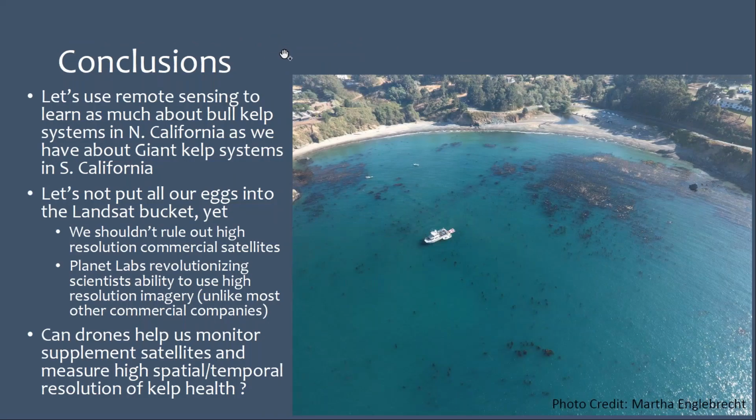So in conclusion, I'm really hopeful that we can learn as much about bull kelp systems as we have about giant kelp systems in Southern California, using a lot of the techniques that Tom is currently working with. And I think that we should not put all of our eggs in the Landsat bucket yet, that we should consider these higher resolution commercial satellites, and that companies like Planet Labs are revolutionizing scientists' ability to get access to high resolution imagery, which is great, and I think more companies should do it.